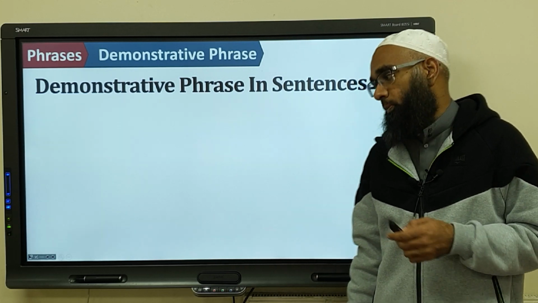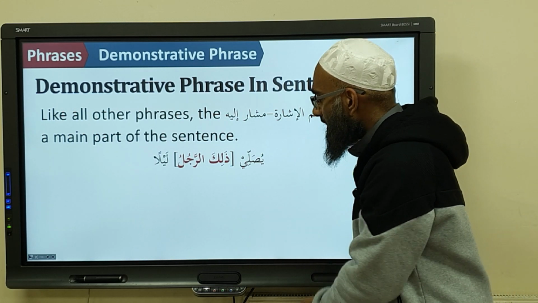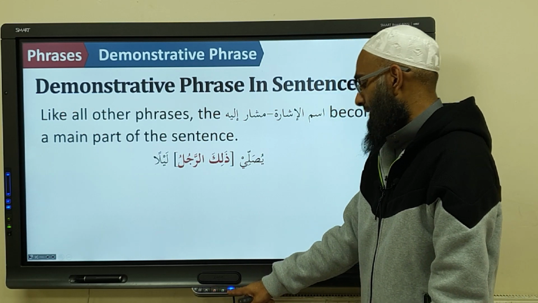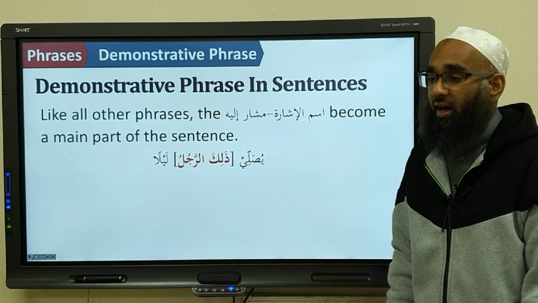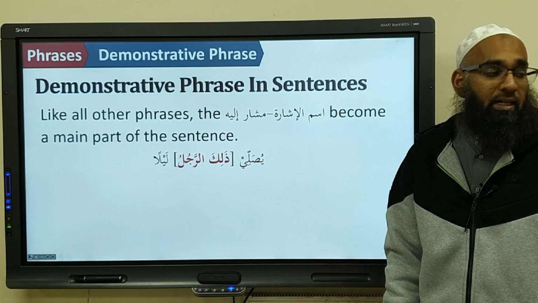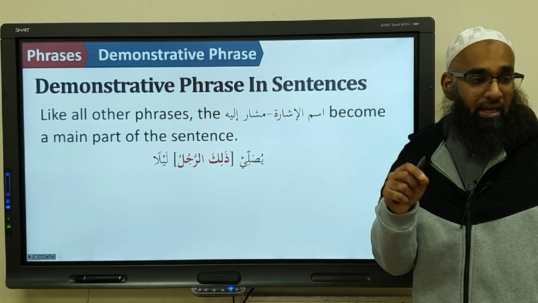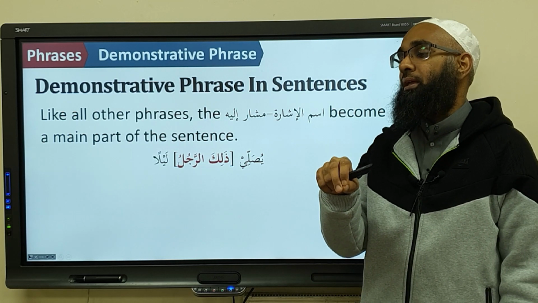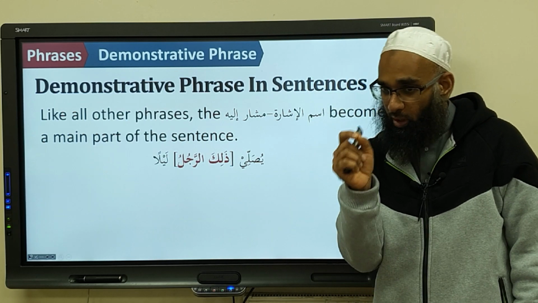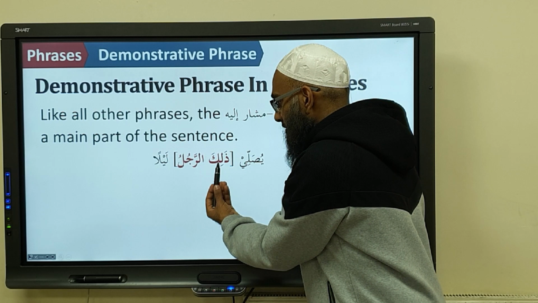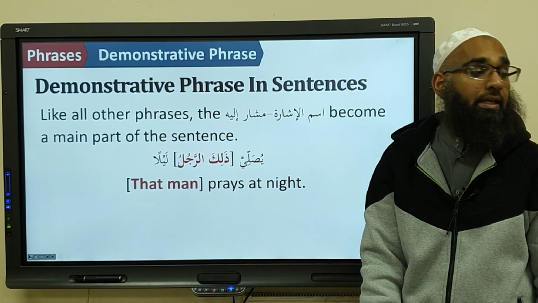For example, you have an example here. Yusalli dhalika rajulu laylan. So yusalli means what? To perform salah. Who is the fa'il? Dhalika rajulu. After that you have laylan, maf'ulun fi. Is the fa'il one word or more than one word? It's a phrase. What kind of phrase is this? Ismul ishara and musharun ilayhi. So that man prays at night.